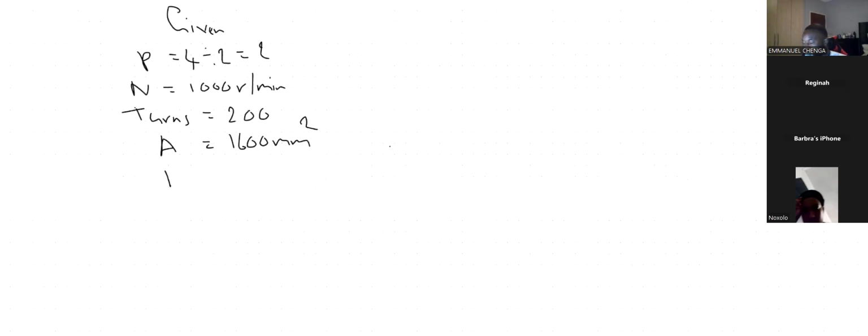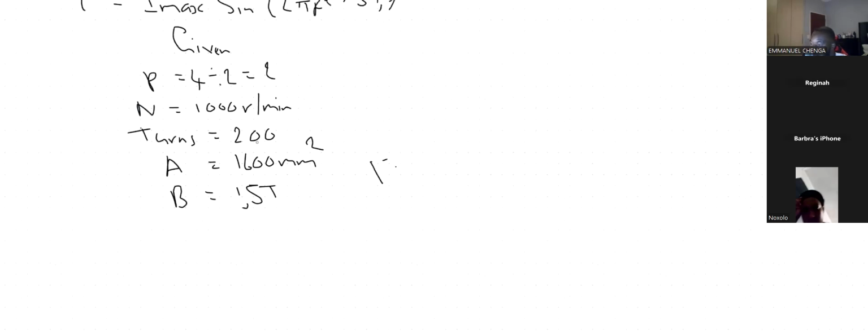Okay, they gave me the density, which is 1,5 Teslas. They're saying if the axis of rotation is at a right angle to the direction of the magnetic field, calculate the following. So this is our given information. I'm given the number of pole pairs, the speed in revolutions per minute, the number of turns, the area, and the density.